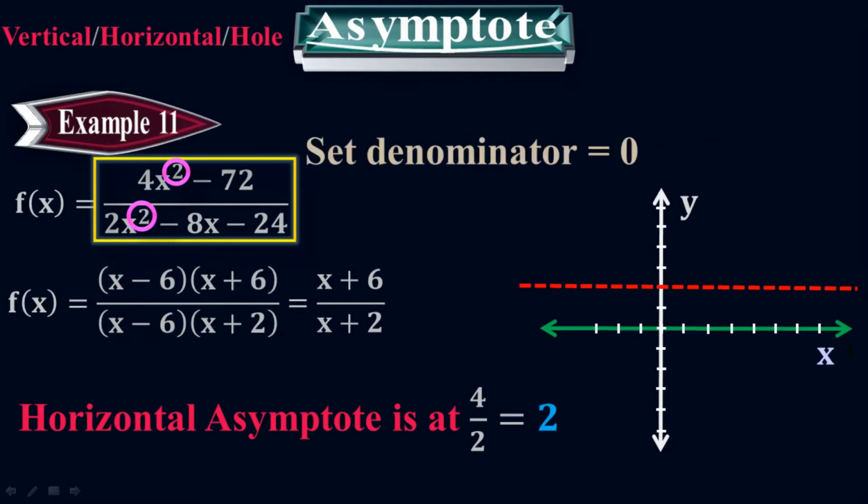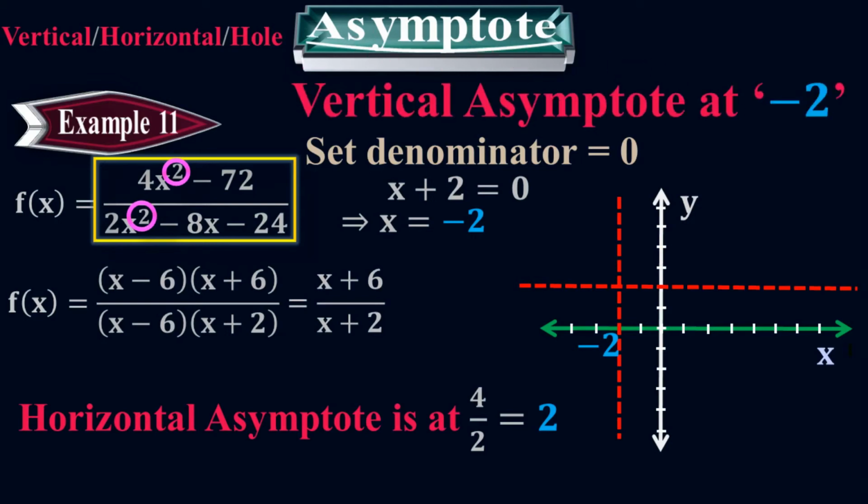Now set the denominator equal to 0. My final denominator is x plus 2. I don't have x minus 6 because I have cancelled it. So I am left only with x plus 2 in the denominator. Just set x plus 2 equals 0. After rearranging you will get x equals negative 2. This negative 2 is my vertical asymptote. Exactly on x equals negative 2 is my vertical asymptote.